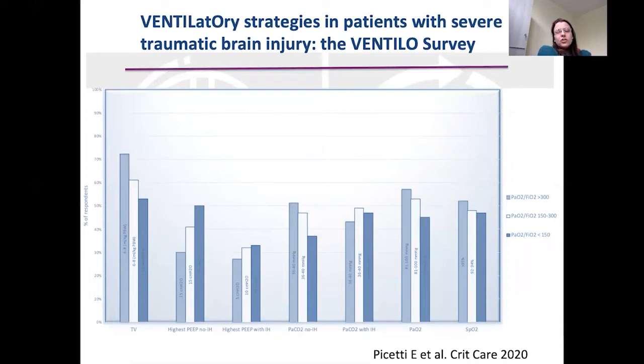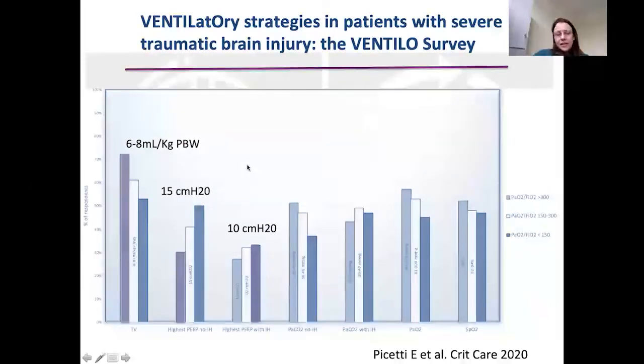This is a survey which was published last year in Critical Care from the European Society of Intensive Care, and the respondents were asked to reply to several questions regarding the ventilator settings in 3 different scenarios: in patients with a PF above 300, between 150 and 300, and below 150. And as you can see from the results, the general idea that we got from this survey is that people are starting not to be so strict in the old false beliefs regarding brain injured patients.